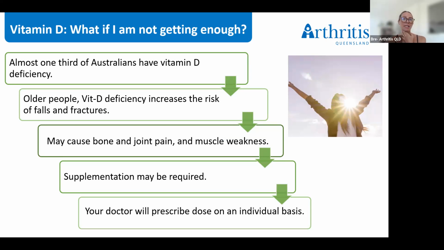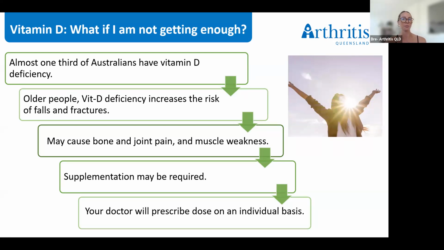So vitamin D, what if I'm not getting enough? Over 30% of Australians have vitamin D deficiency. That's almost 1/3 of Australians. In older people, vitamin D deficiency increases the risk of falls and fractures. Vitamin D deficiency can also cause bone and joint pain, and cause our muscles to become weak. Supplementation may be required, and it can be done in multiple forms.